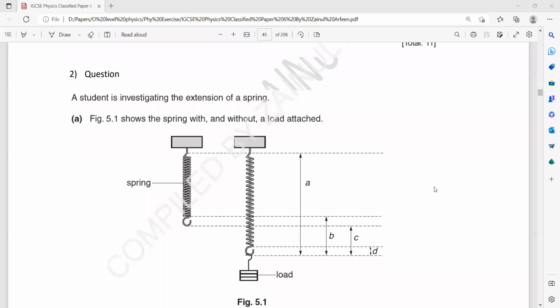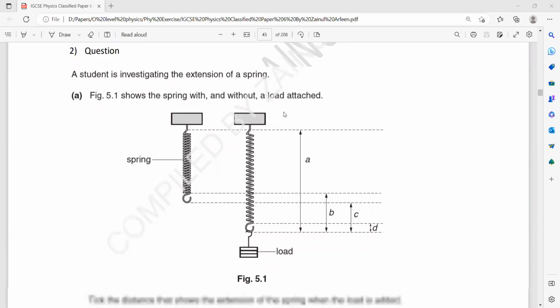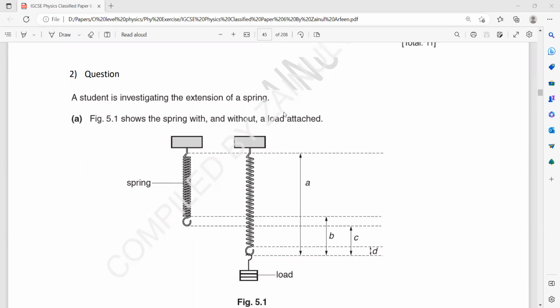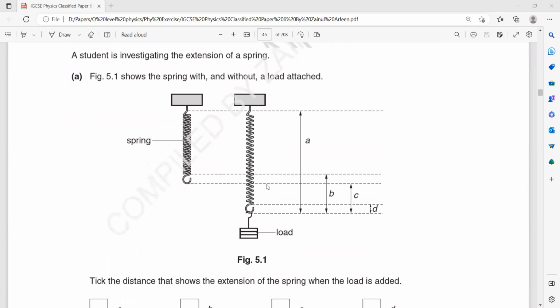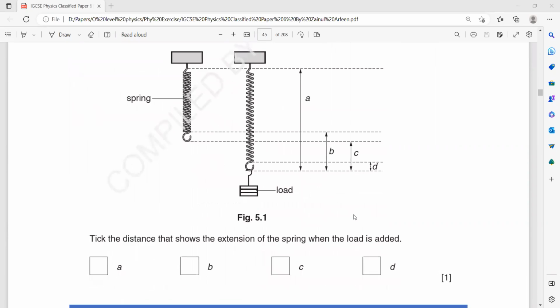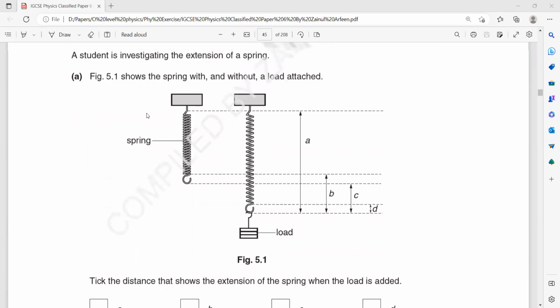So, alternative to practical, topic 2, extension question number 2. In the question, a student is investigating the extension of a spring, measuring how much the length increases. Figure 5.1 shows a spring with and without a load.